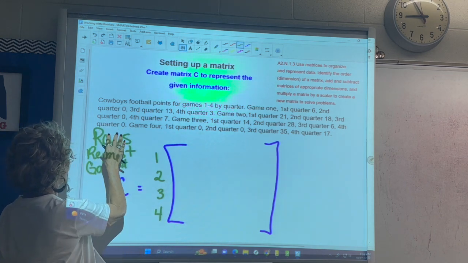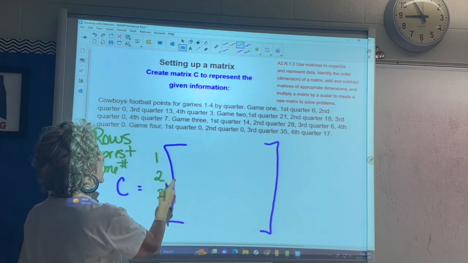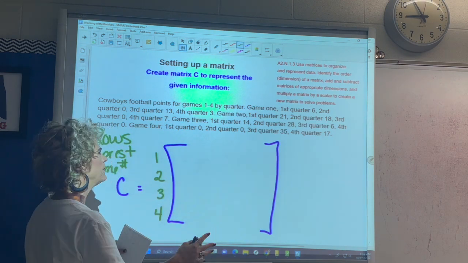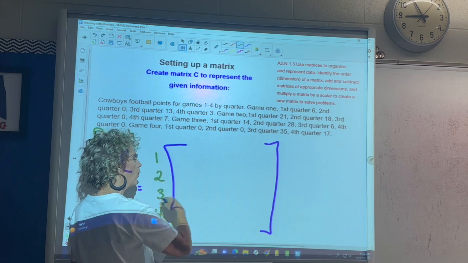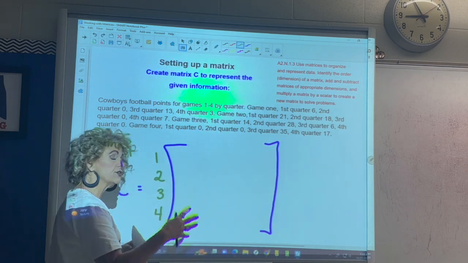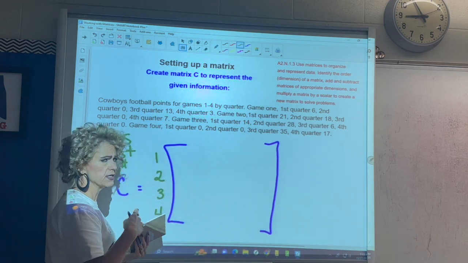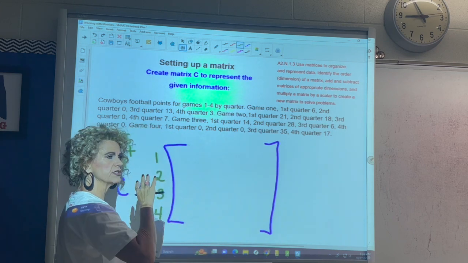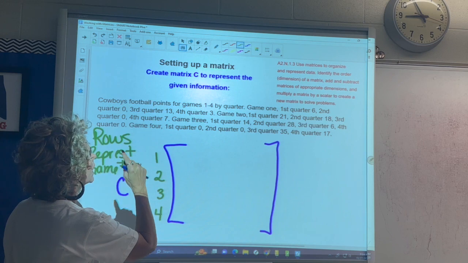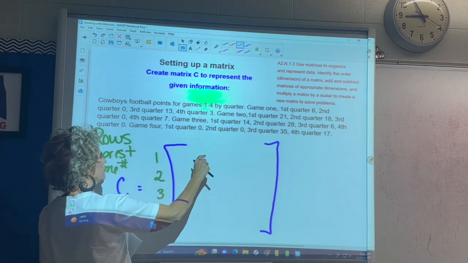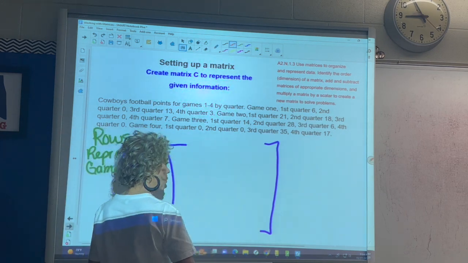So if I have my games, I also have my quarters. And keep in mind, we do have 4 quarters. We are going to create a 4 by 4 matrix, but our matrices can be different sizes. It doesn't always have to be square. This just is coincidental, doesn't happen all the time.